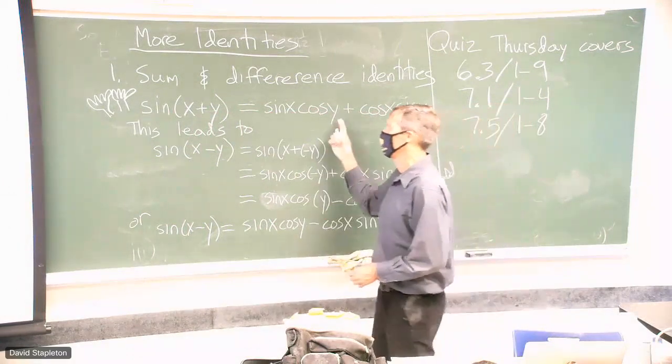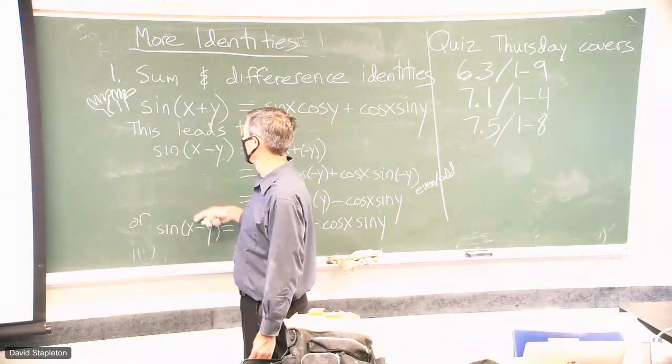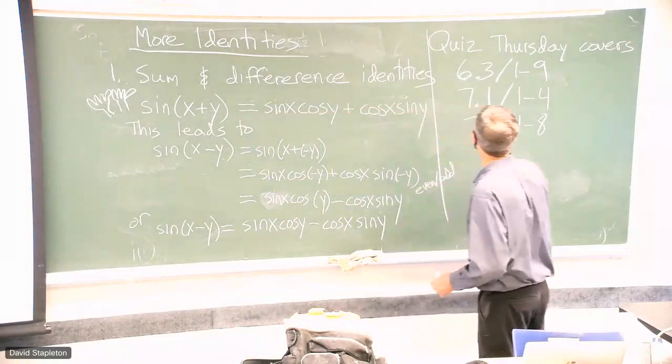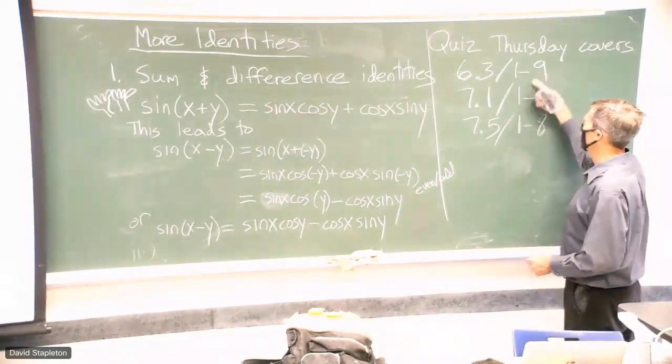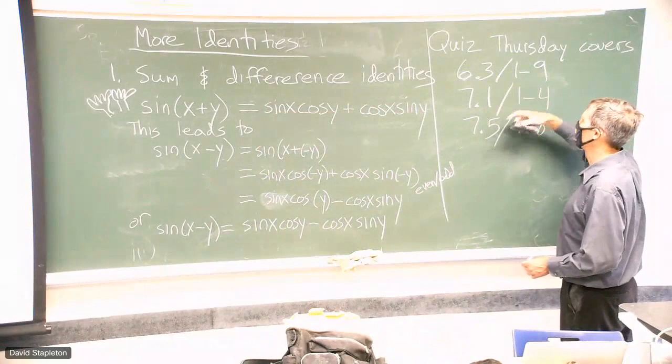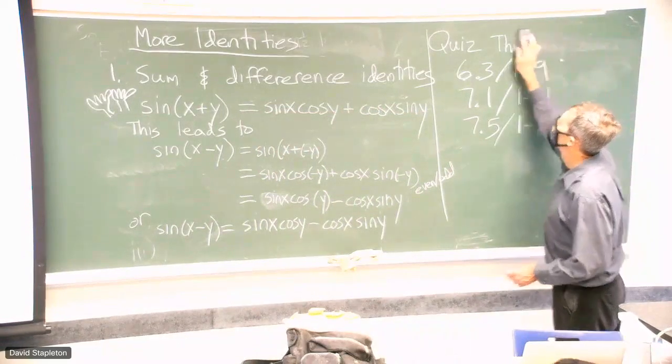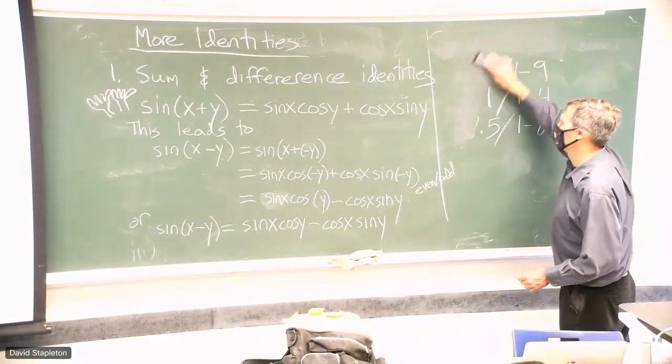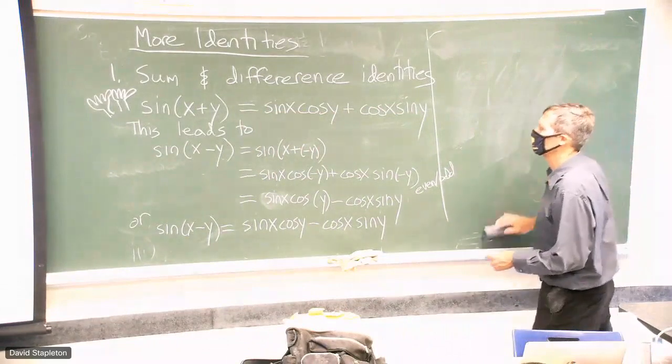So this is the hand waving proof, and this is a proof. It just came in the quiz on Thursday. 6.3, 7.1, and 7.5, and we're going back to 7.2 through 7.4.